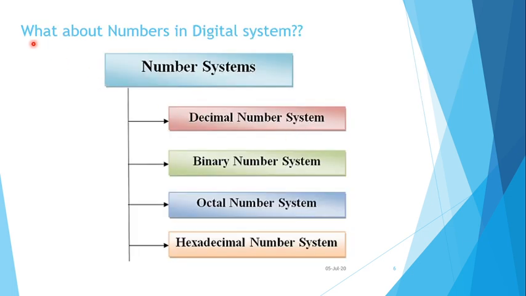So what about the number systems in digital system? While discussing the contents of the syllabus, we have seen that we have four different number systems for digital system. Here we have decimal number system, binary number system, octal number system, and hexadecimal number system. A 2 marks question can be asked: how many number systems are available for digital system? Your answer should be decimal, binary, octal, and hexadecimal number system, right?